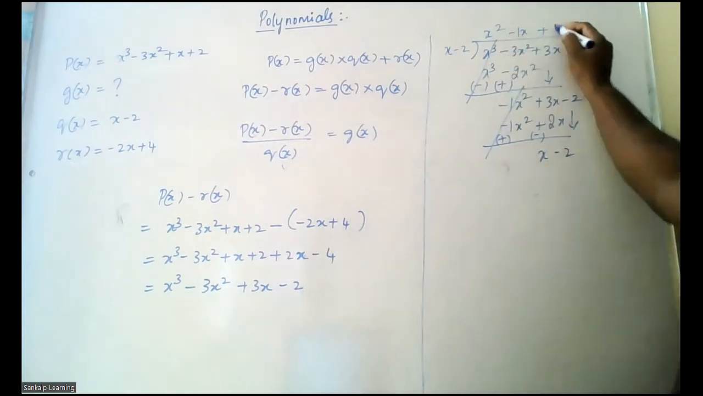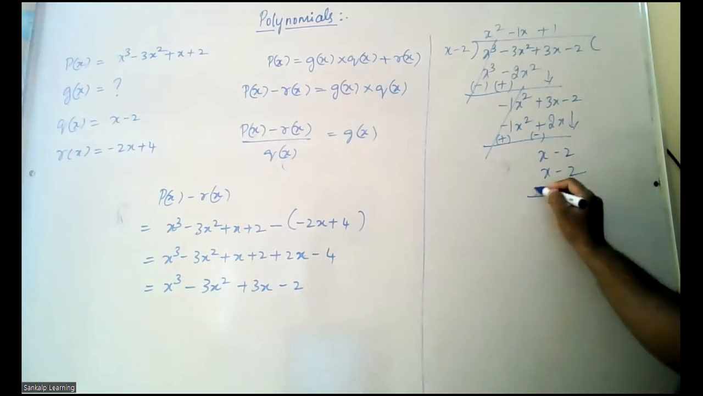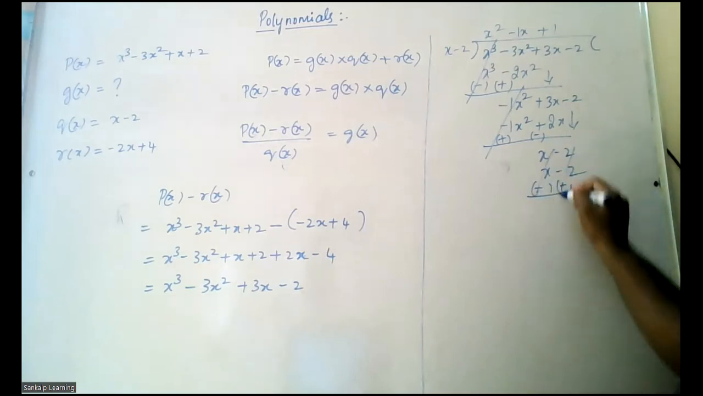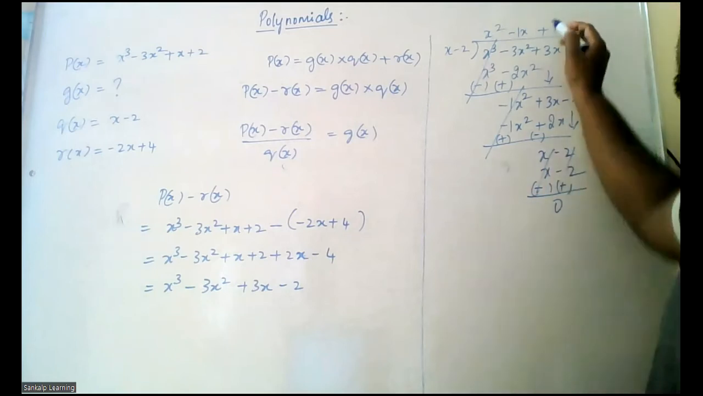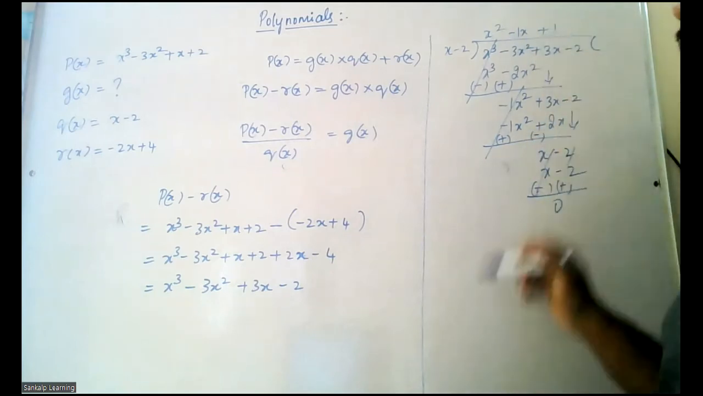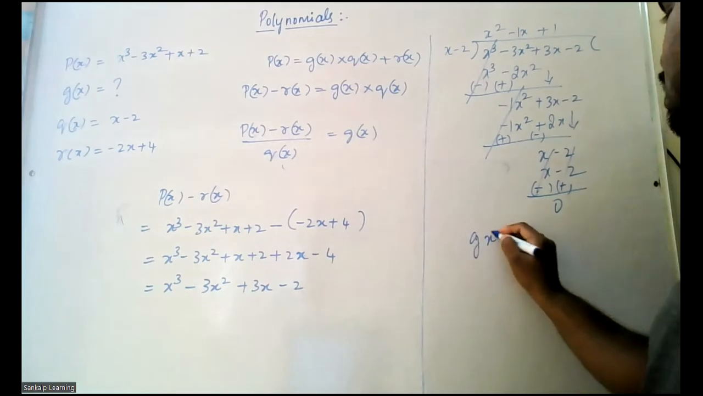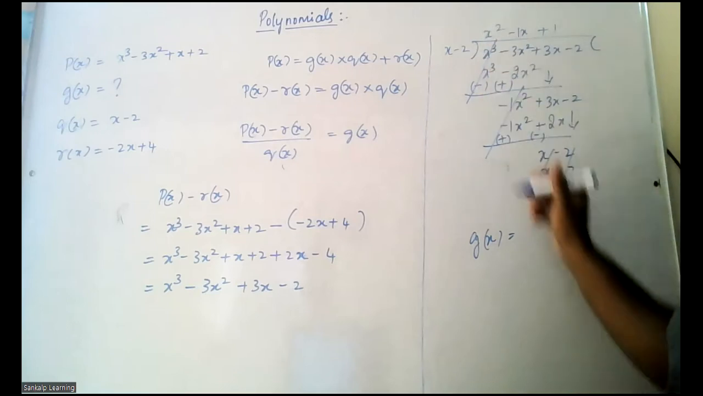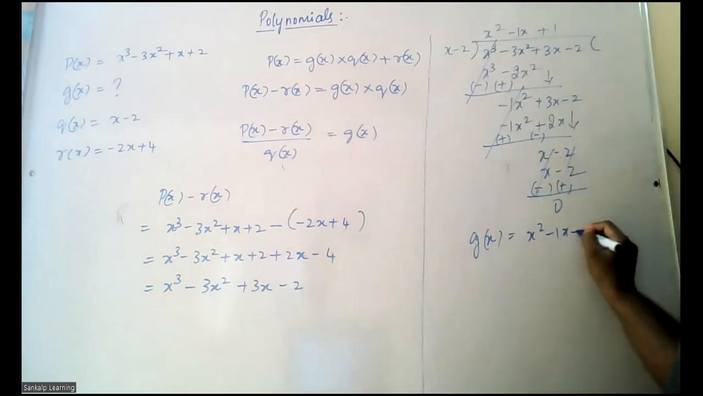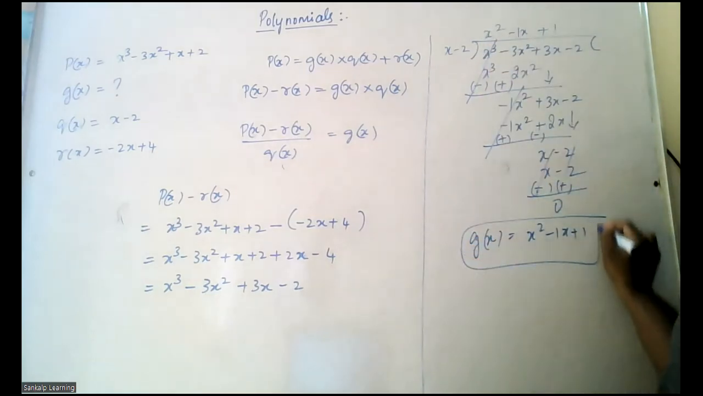That is our next quotient. So 1 into anything is the same thing, so you get x minus 2 itself. On subtracting, both get cancelled, the remainder is 0. Definitely it will be 0. Okay, so the answer that we have got is x squared minus 1x plus 1. That will be our g of x. Therefore on dividing this by this, what is the answer that we got? x squared minus 1x plus 1. So that is our g of x.